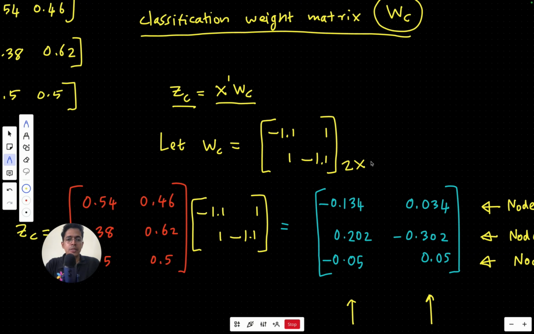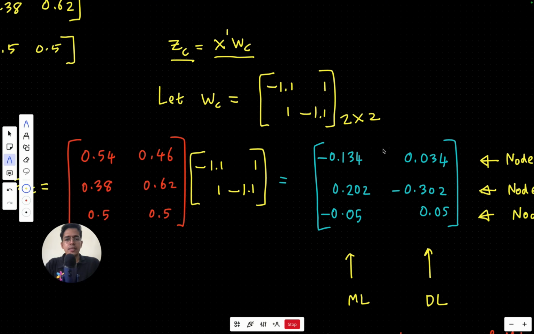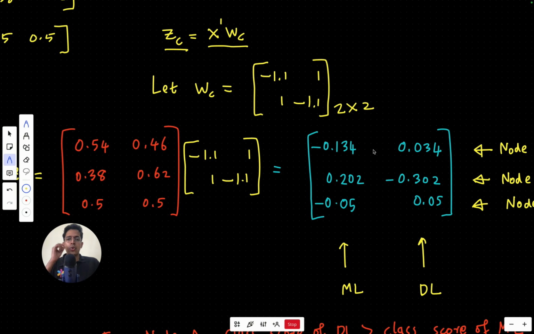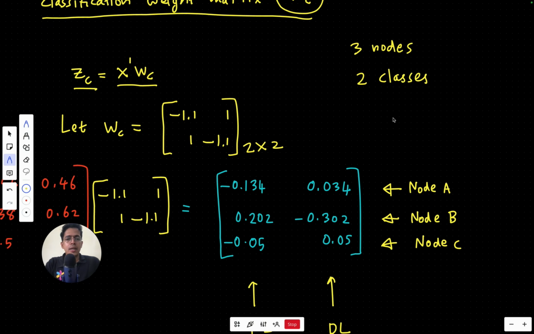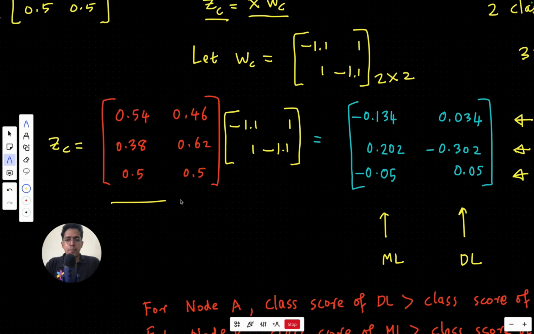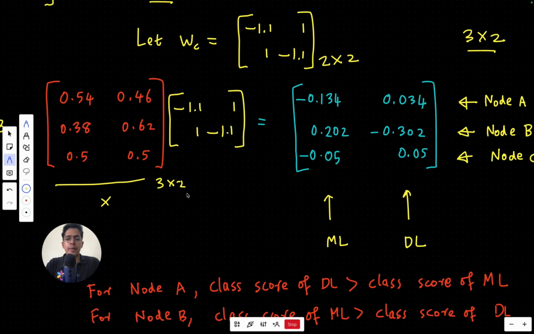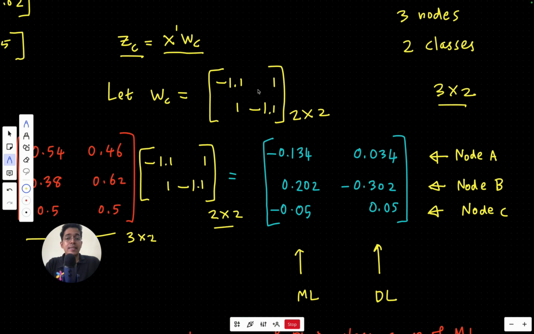The dimension of WC is 2 by 2. The reason for this is we want to do 2-class classification. And how many nodes do we have? We have 3 nodes. And each node could potentially be in one of the 2 classes, right? There is class 1 and class 2, which means we want a 3 by 2 matrix as the output. Now, what is one of the inputs? One of the inputs is X prime itself. This is 3 by 2. So to get 3 by 2 as output, this 3 by 2 has to be multiplied by a 2 by 2. So this is the logic behind WC having dimension 2 by 2.